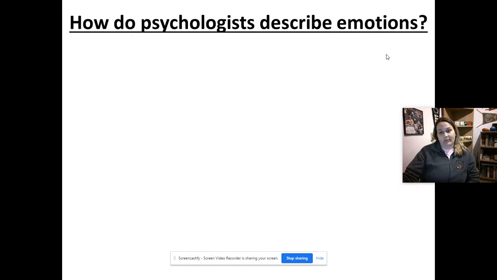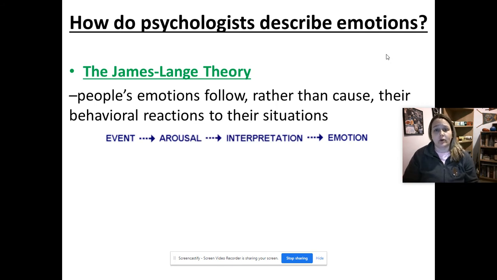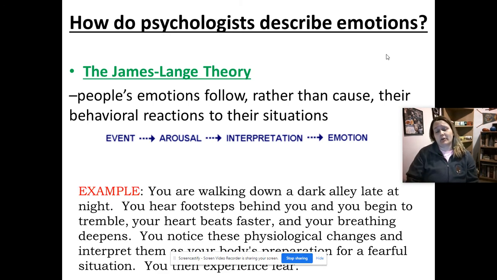Here's another example. If we look at the James-Lange theory, it suggests that people's emotions will follow rather than cause their behavioral reaction to the situation. A little wordy, but here it is in all of its glory. James-Lange theory, you have an event like Jack the Ripper come to murder you. You experience physical arousal like increased heart rate, pupils dilating, sweating or crying or throwing up. Your interpretation of that physical arousal within your mind is you feel the emotion. In this case, if Jack the Ripper is outside my window at night, I'm going to feel fear. And we know, of course, that fear is a real primal emotion. We all experience it.